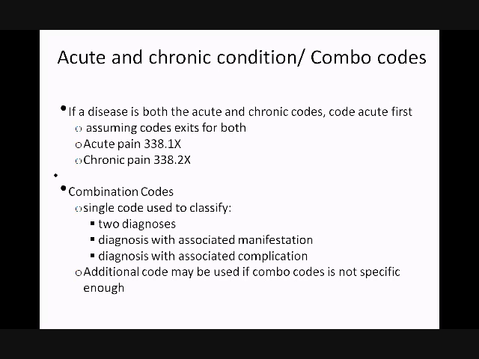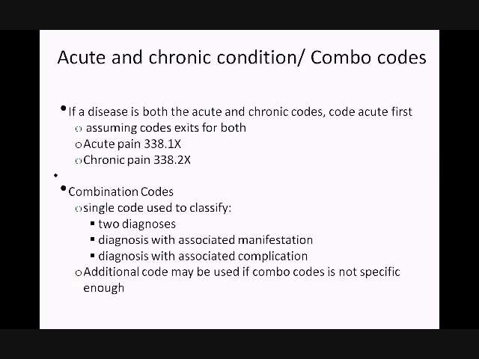Whenever you have a situation where you have a disease, let's say the individual has chronic pain and the individual also has acute pain. What you do is that you can sequence both codes. But what you have to do though is that you have to sequence the acute pain first. So the acute disease is always coded first.